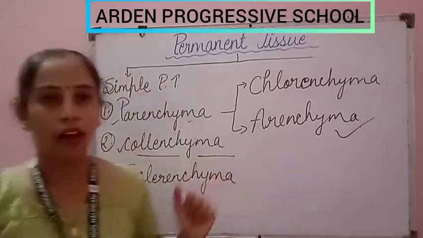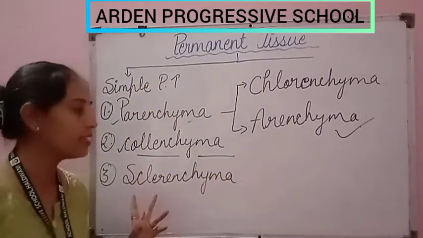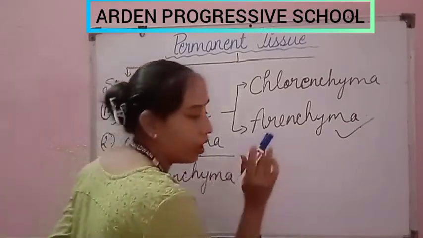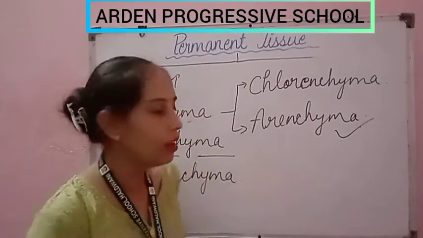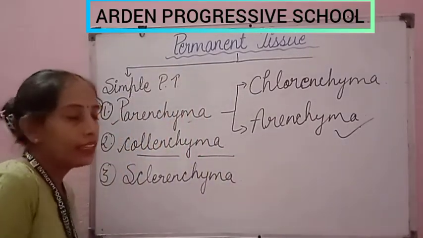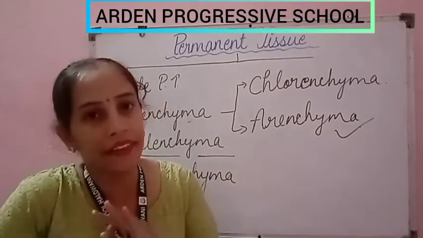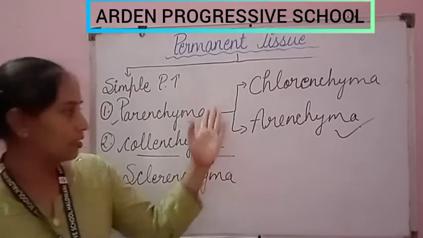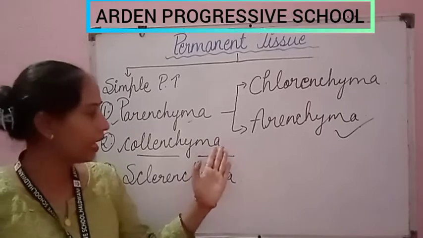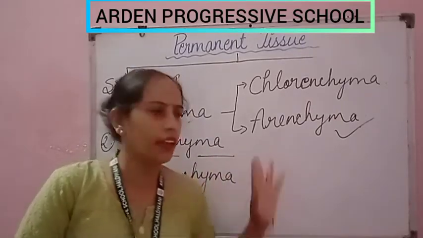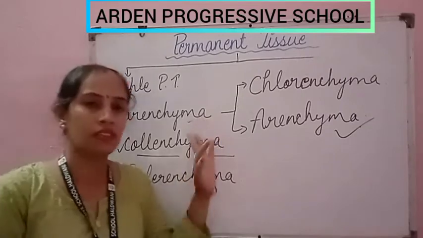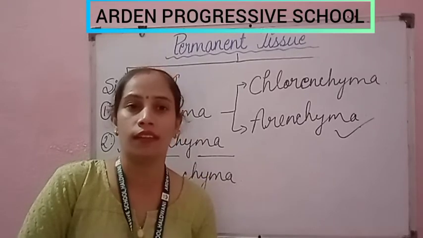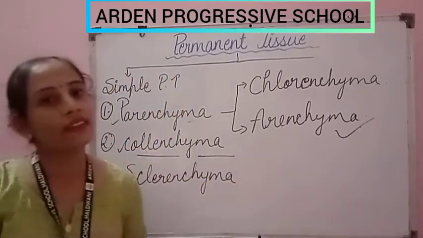Now, the next and last one is the sclerenchyma. Also, one thing: the cells of the collenchyma are living. The cells of the sclerenchyma are dead and they are thick walled. In comparison, collenchyma also have thin walls, a little bit thick in comparison to parenchyma, but sclerenchyma have thick walls. And they are dead cells.